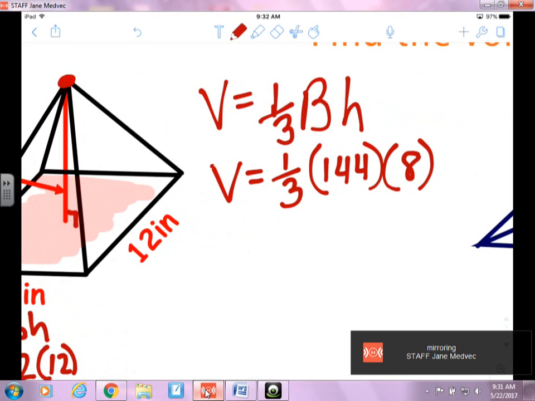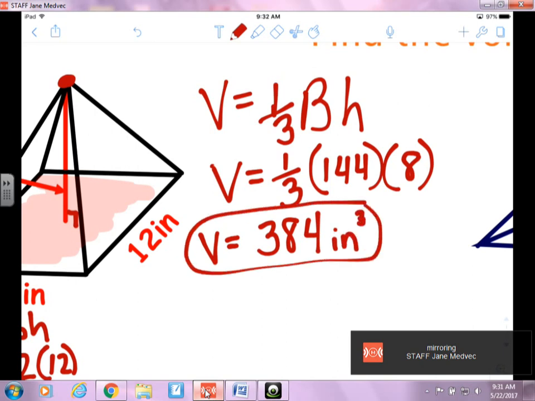Okay? So now what we're going to do is we're going to take our calculators, and you should all be doing this with me. I'm going to take 1/3 times 144 times 8, and I end up with 384. Now I'm going to put my label, which is inches cubed. Again, inches cubed because we're talking about volume. It's a three-dimensional figure.